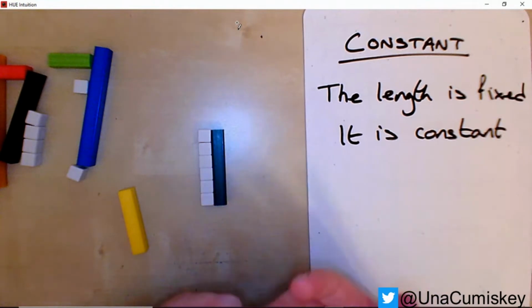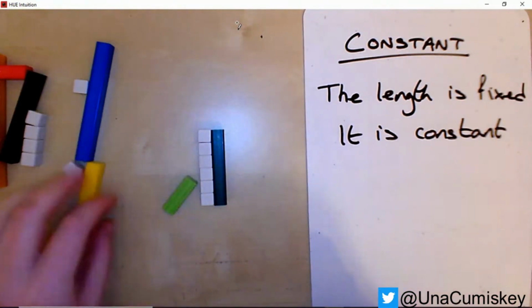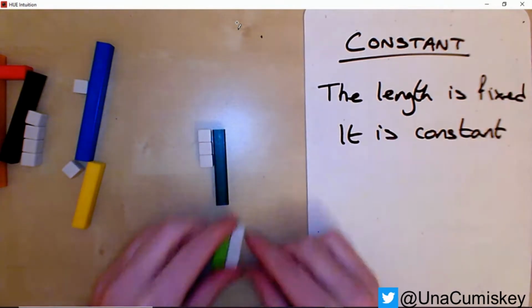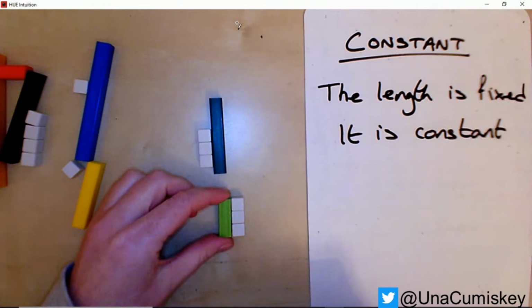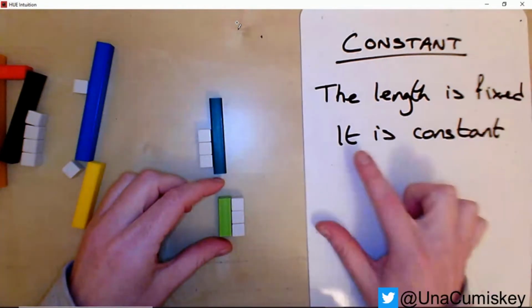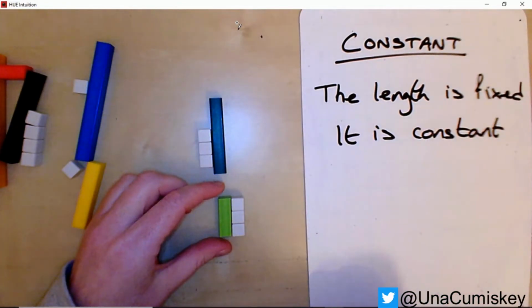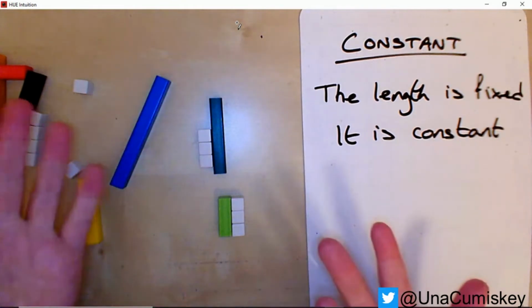We do a few more examples of this, and we can choose a light green, for example. Light green we can see is 3 units in length. It will always be 3 units. The length is fixed. It is constant. So you can do more examples of these if you wish.